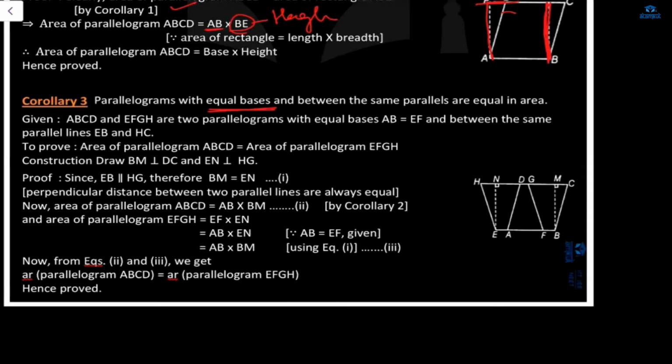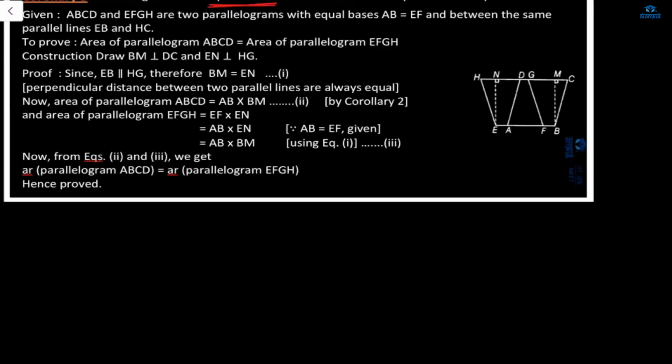You have to prove that two parallelograms are equal in area if they are lying between the same parallels and whose bases are equal. The bases are not the same, but the bases are equal. Okay, I'll just copy this.